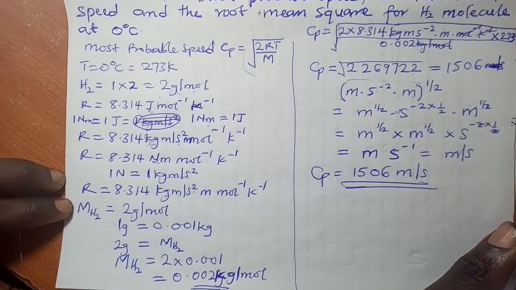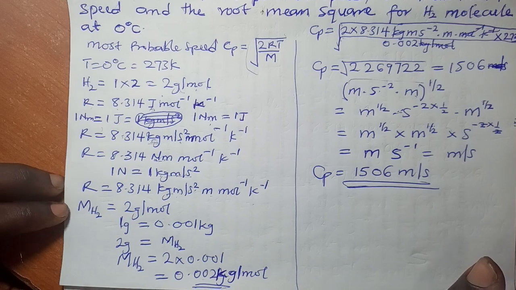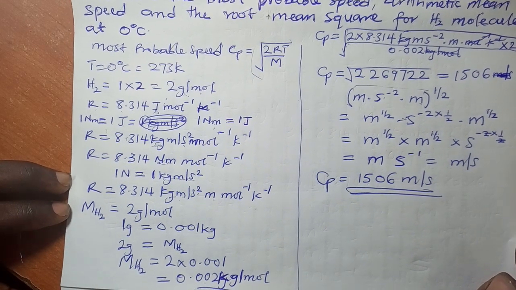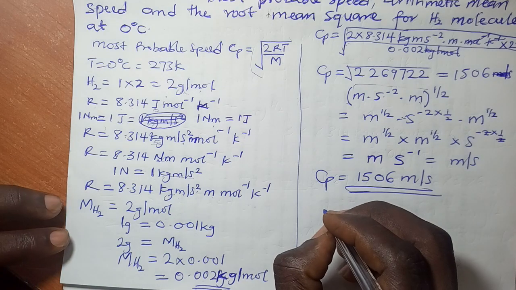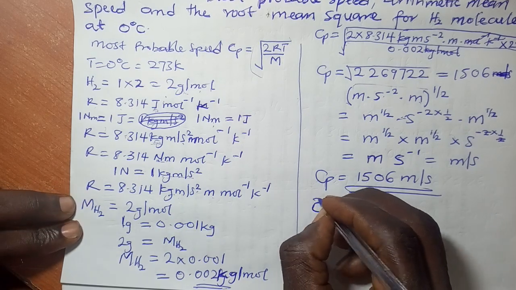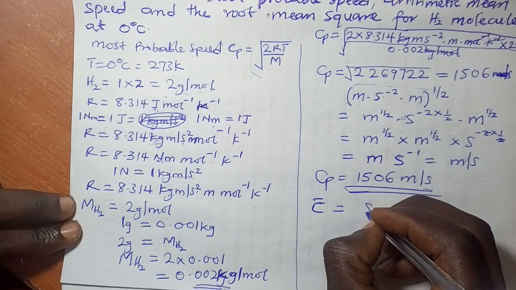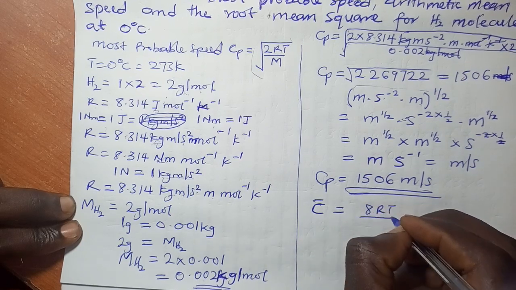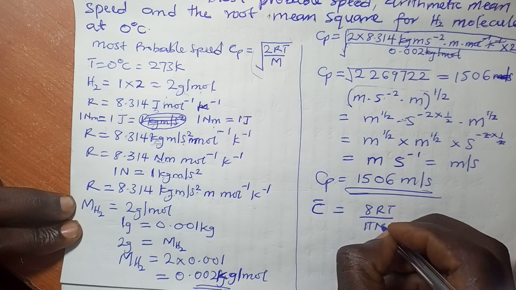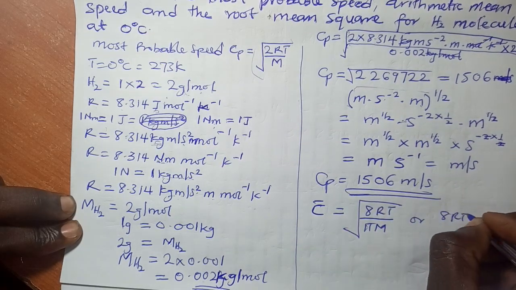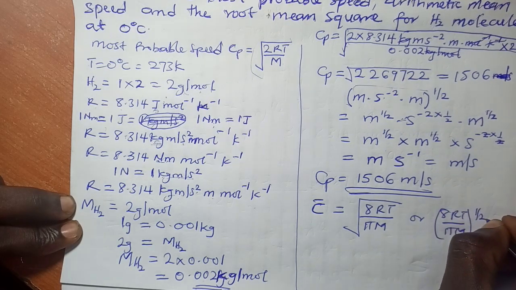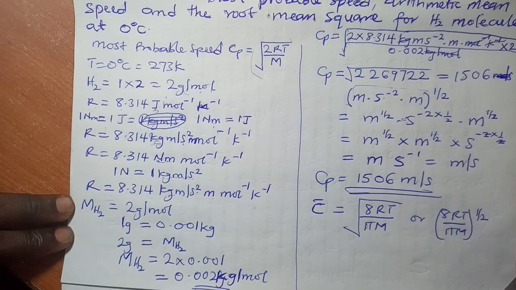So the same thing you do for your arithmetic mean. Let's calculate our arithmetic mean. What will it give to us? Remember, our arithmetic mean is given by this formula, which is the square root of 8RT divided by pi M, or 8RT divided by pi M all raised to the power of half. It is the same thing, okay? It's exactly the same thing you will be doing here.